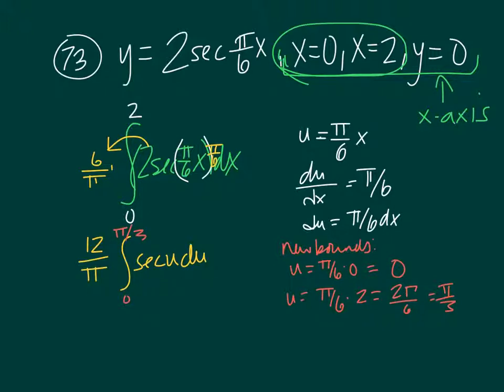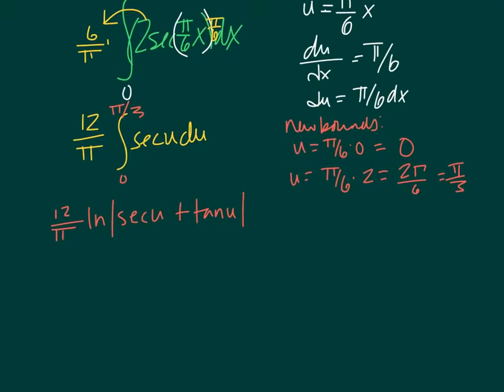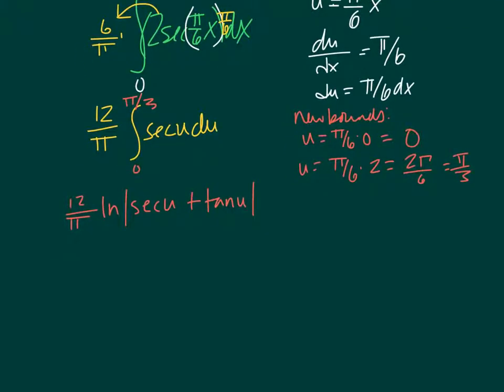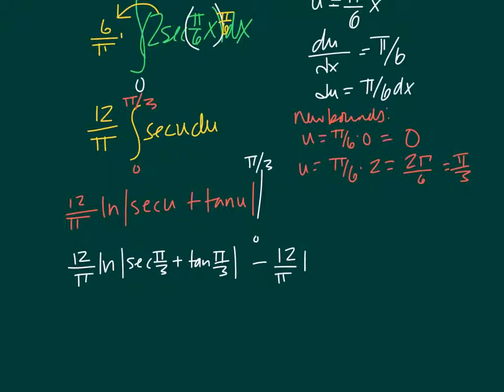The integral of secant is the natural log of secant u plus tan u. And that was just one of our new rules that we learned a little while ago. And I am not going to put the plus c because I'm going to be evaluating this from 0 to pi over 3. Because I found new bounds, I don't actually have to substitute back in the pi over 6x for the u. I can just plug in pi over 3 and plug in 0.